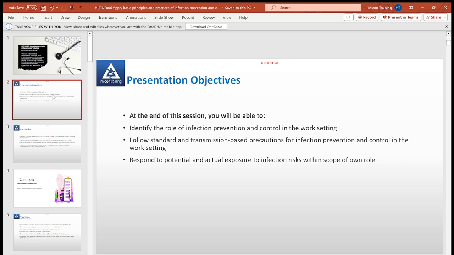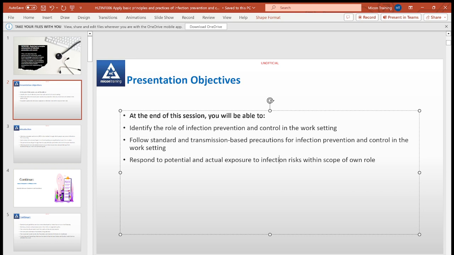At the end of this session, we are expected to be able to understand more what infection control is. We are expected to identify the role of infection prevention and control in our work area. We are expected to understand more about following the standards and transmission-based precaution for infection prevention and control in the work settings, as well as responding to potential and actual exposure of infection risk within our scope of work.